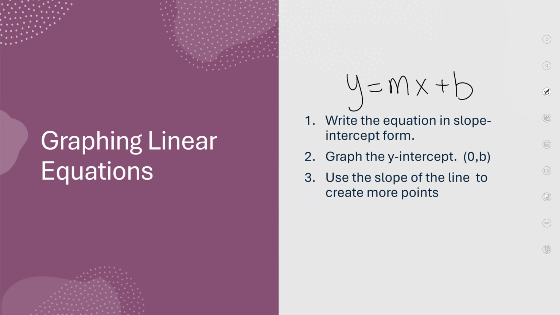Now, it is okay if you switch the mx and the b. Some of you guys might do it like this. That is fine. Just know that whatever has the x is your slope, okay? Once it's in this format, then you can just graph your y-intercept, which is this number right here, and then you can use the slope to create more points.